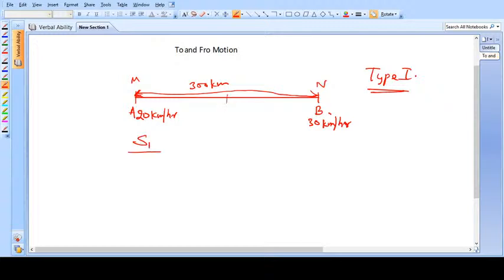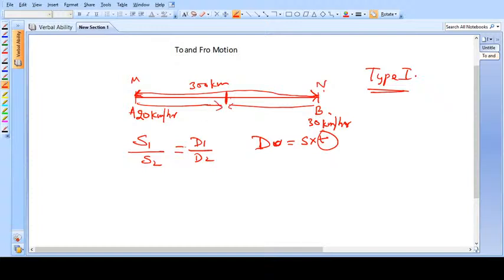So we know that S1 upon S2 is equal to D1 upon D2, because distance is equal to speed into time. Now here time is constant. They will start at the same time and take the same time to get till here, right? So S1 upon S2 will be D1 upon D2, that is 20 is to 30, so 2 is to 3 is the speed ratio that will be equal to the distance ratio.